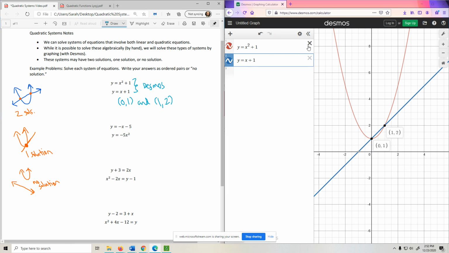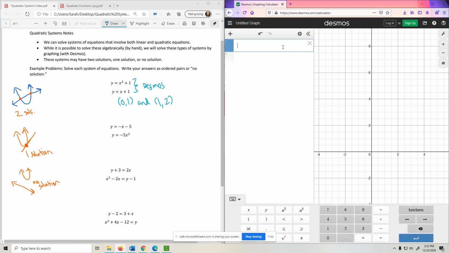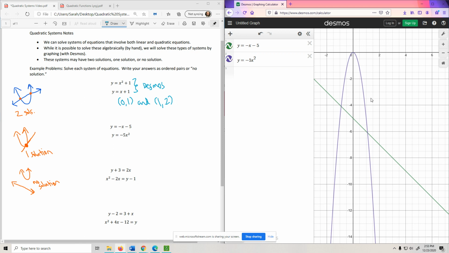Let's try a few more. So now type in your next system. If you type it in correctly, that's pretty much the only way you can mess these up. And I almost messed up. You might need to either move your keyboard or zoom in or out or drag your screen around, just like anything else. How many places do these graphs cross? We see that there are two solutions.